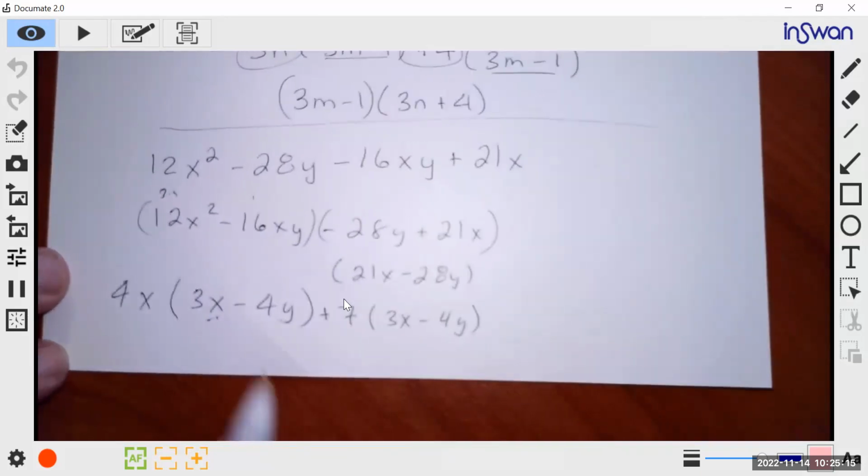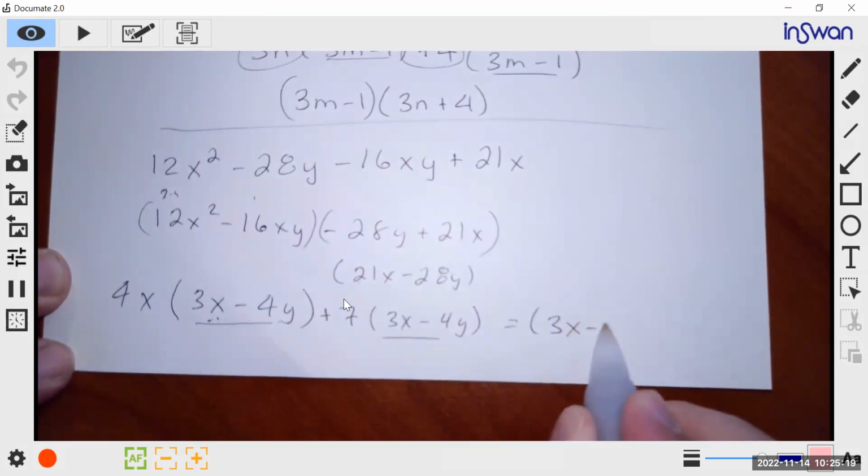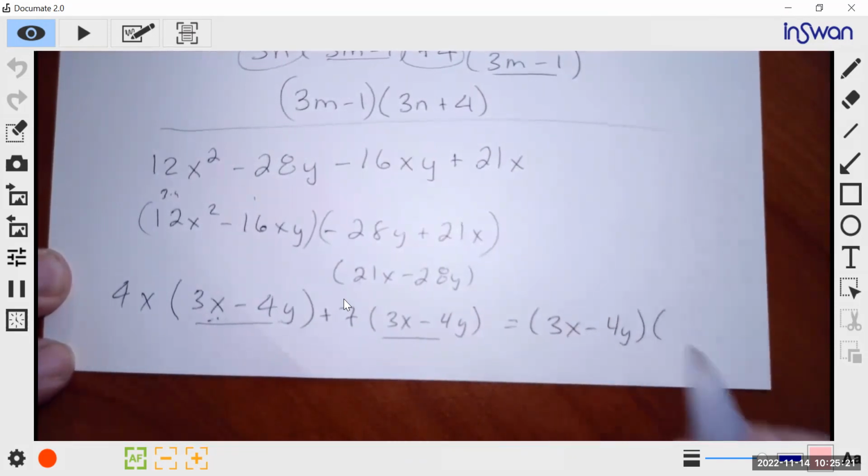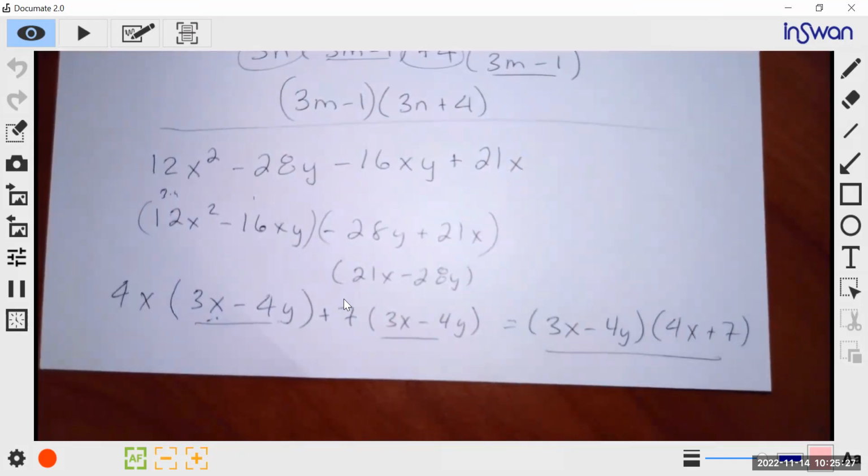So we got it. We have the same number. So 3x minus 4y is the first parenthesis, and 4x plus 7 is the second. There's the answer.